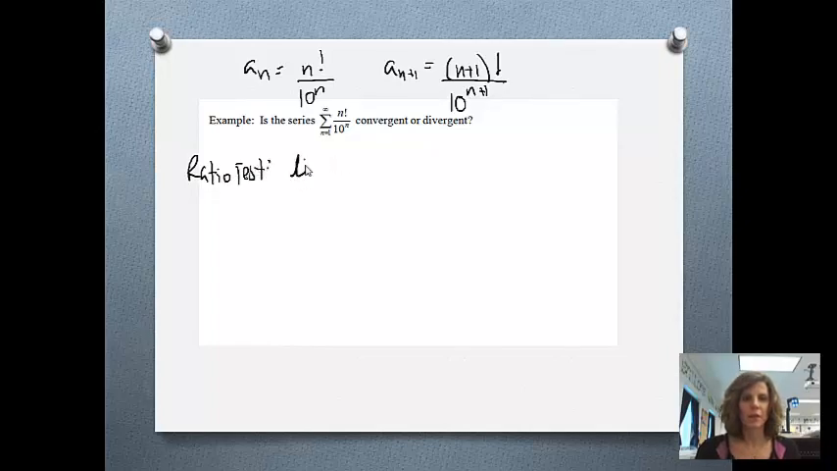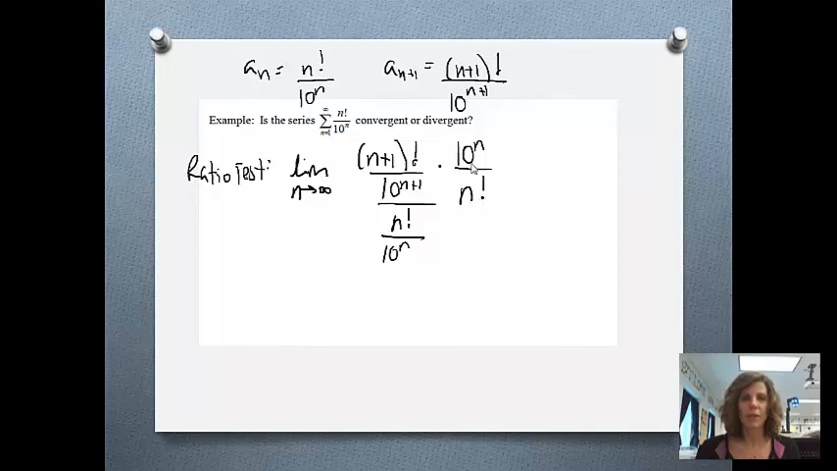We'll find the limit as n approaches infinity of a sub n plus 1 over a sub n. And once again, we will be multiplying by the reciprocal, so I'll get 10 to the n over n factorial. On this one, as we found when we did the e one in the previous example, the 10 to the n terms cancel out, so I'm just left with 10 in the denominator. So I have (n plus 1) factorial over 10 times n factorial.